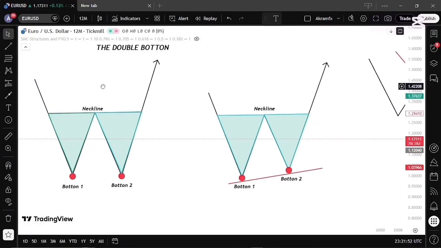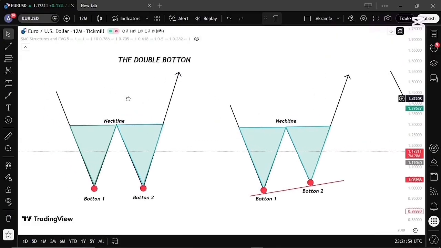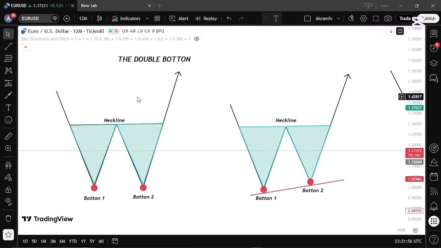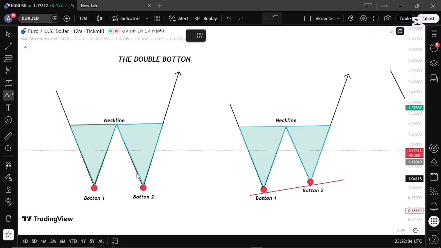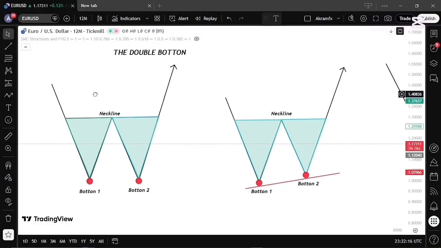A double bottom is simply a bullish reversal pattern, and when I say bullish reversal pattern, I mean the pattern is helping us change from a downtrend to an uptrend. That's what we call a bullish reversal pattern. Now, what does a double bottom look like?